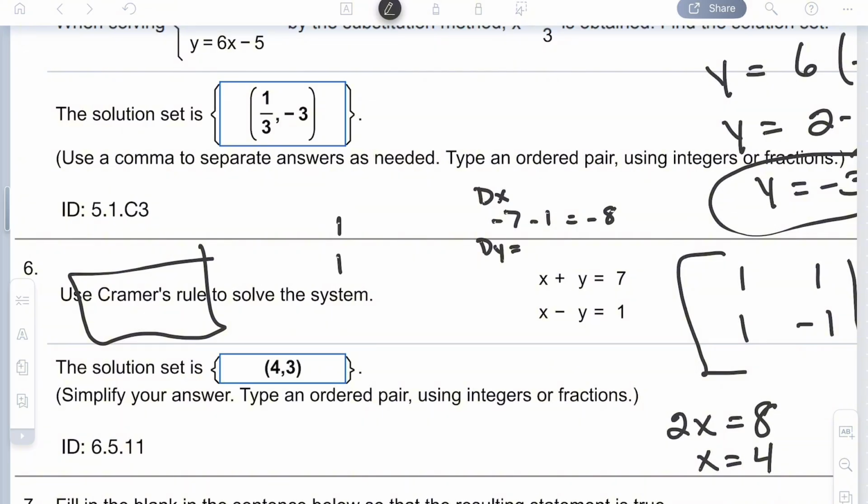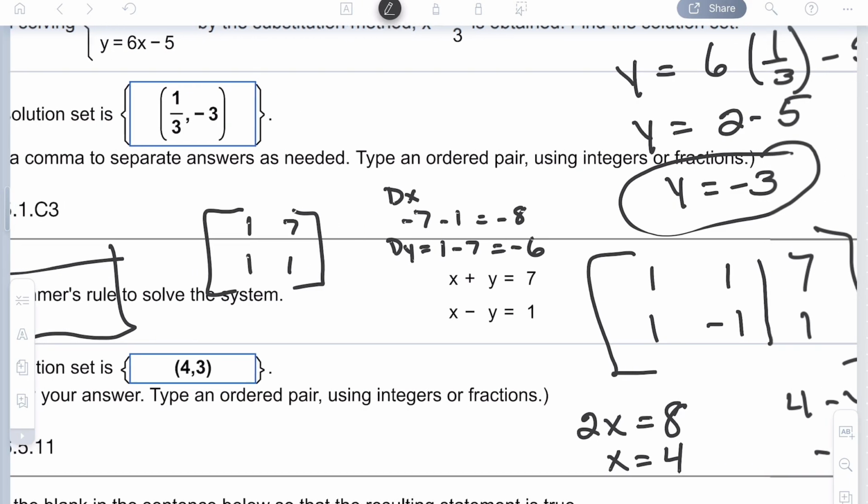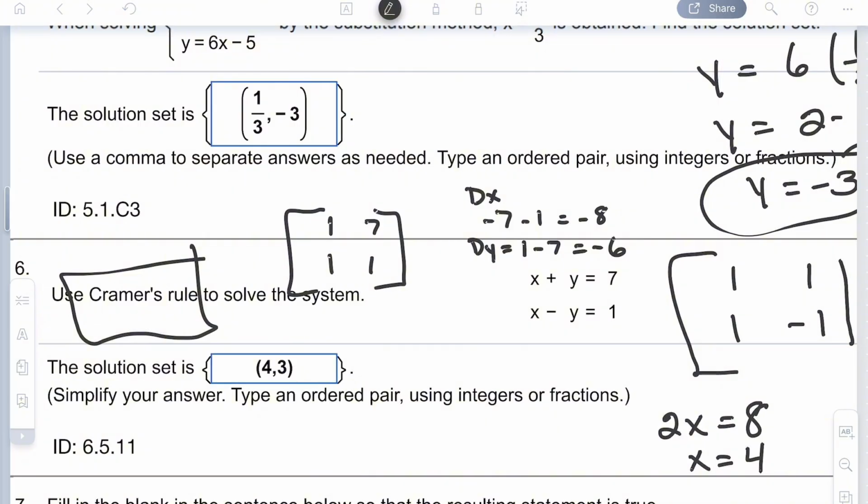And again, I don't have a lot of room. So you want your D sub Y. So that is going to be you write your 1, 1, and then you're going to replace the Y column with the C1 and C2, and then you do the same thing. So you're just going to do the determinant of this, so 1 times 1 minus 7, which is -6, and then you find your determinant and you divide both of the terms by the determinant.